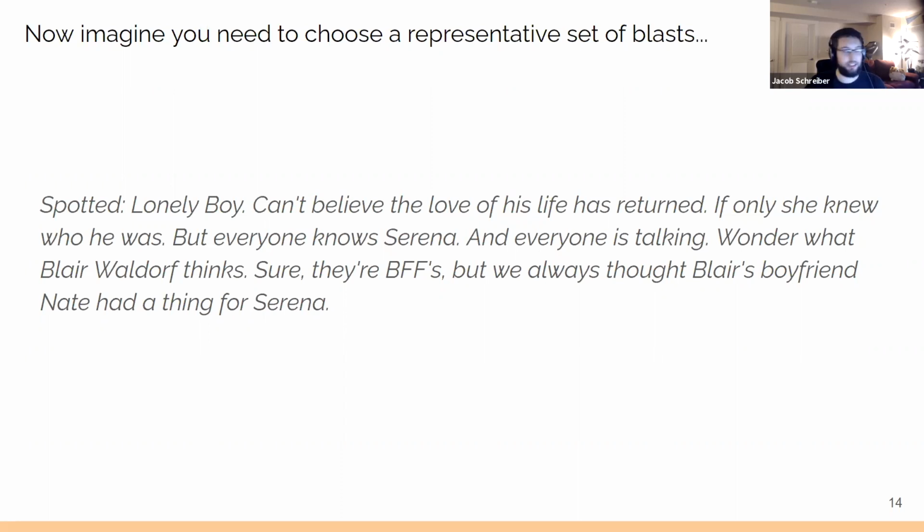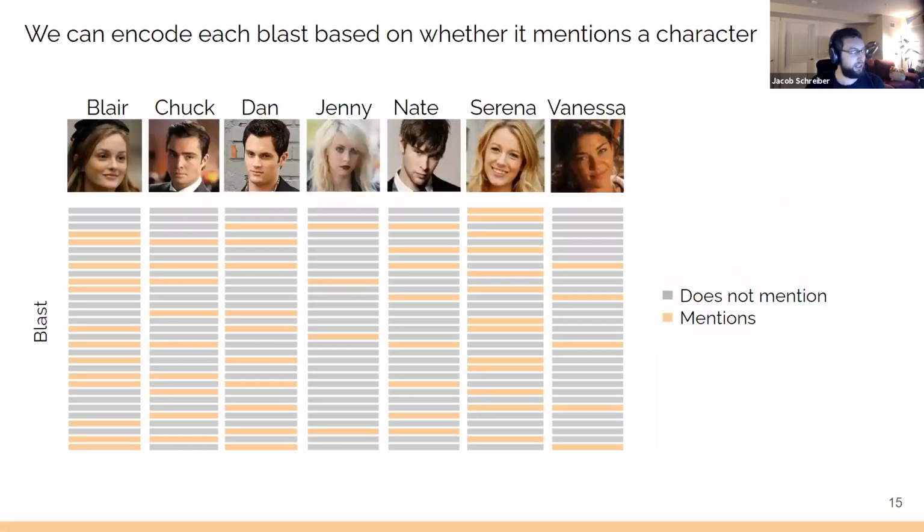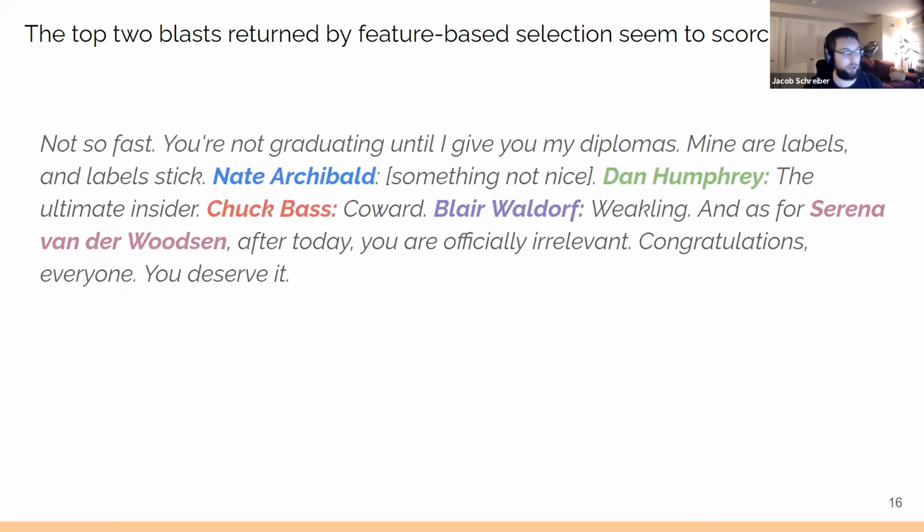So the idea here is that if you have a friend that says, well, show me, I want to see how Gossip Girl talks about each one of the characters. So show me a set of blasts that talks about as many of the characters as possible. What you could do is go through all of the blasts, where each one of the blasts is a different row, and code them based on whether or not they mention a particular character in the show. And you might get something that looks like this, where the orange indicates that a character is mentioned in a blast and the gray means that they are not. If you take a submodular set function, which is just summing over the number of characters that you see, the first blast that you pull out might look something like this.